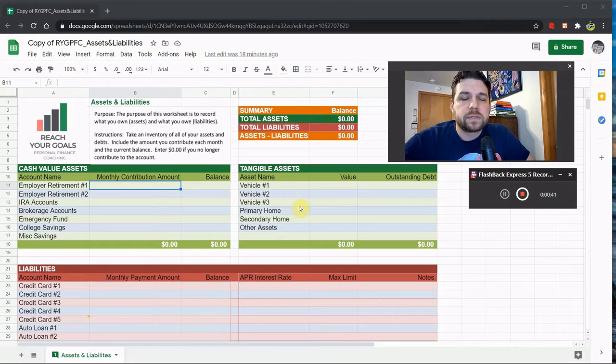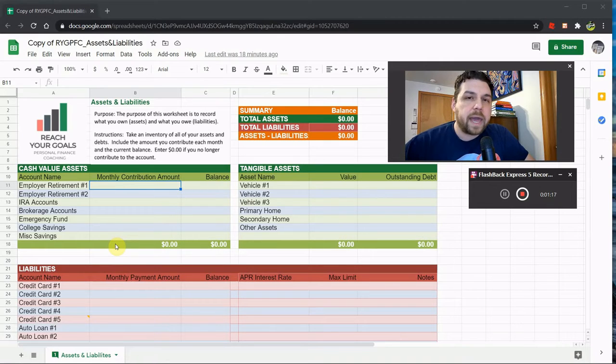So the purpose of the asset versus liability exercise is to take an inventory of what you own, so those are your assets, versus what you owe, and those are your debts or liabilities. And when we talk about assets, we're going to talk about two different types of assets. Cash value assets, so these could be things like your 401k with an employer, it could be an IRA account, it could be any investments that you have in a taxable brokerage account. This could be just cash savings that you have in a checking or savings account, including your emergency fund.